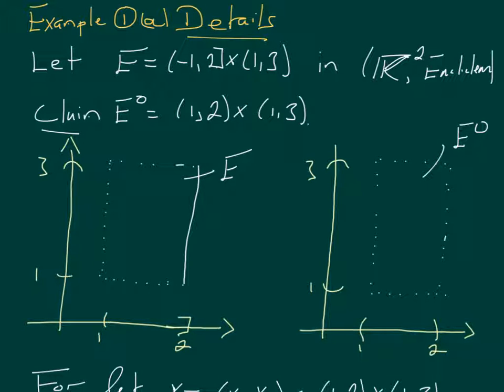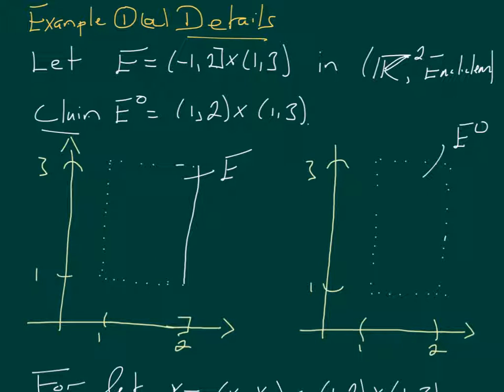So in this video, I want to give some of the details of an example that we discussed in class. In this example, our metric space was R², the plane, with the Euclidean metric as usual. And our set E was the Cartesian product of the half-closed interval [-1, 2) with the open interval (1, 3). So there it is here. If you were to draw this set in the plane, you would get this region that you see right here.